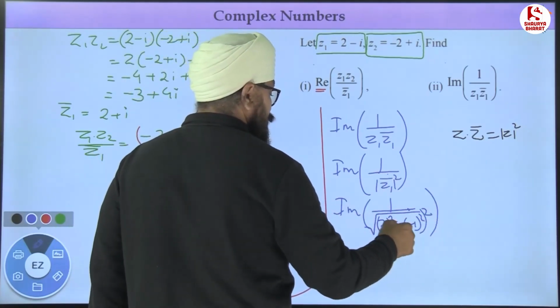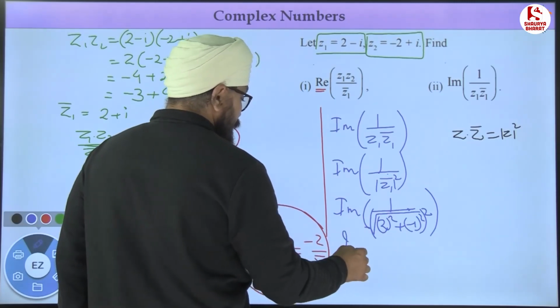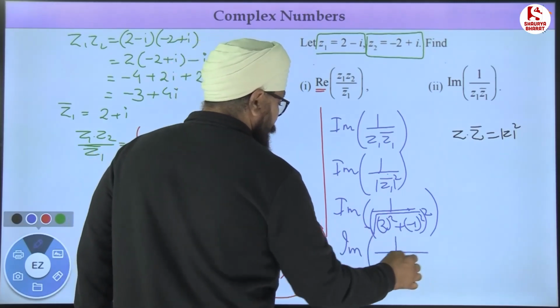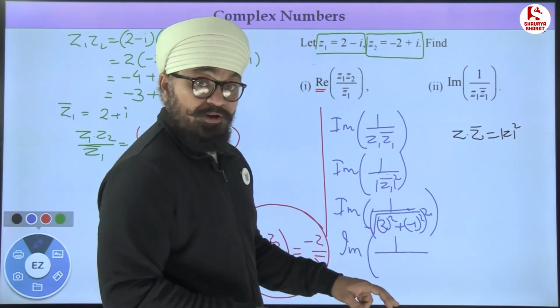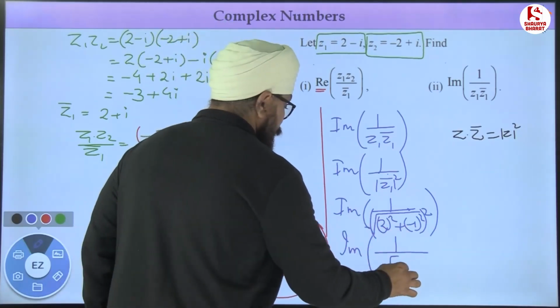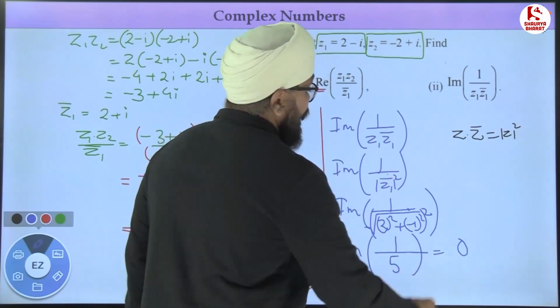So I am just putting that square also. So we are getting the imaginary part as 1 upon, this becomes 2, 4, and plus 1, 5, root 5 square, it is just 5. So here you can directly write the answer 0.